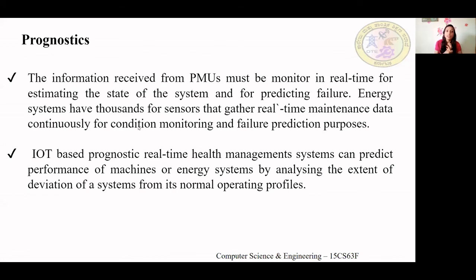The information received from this sensor has to be monitored. Then only we can predict the failure. We can estimate the state of the system and predict the failure. The main thing we can do with prognostics is predict the performance of a machine or energy system. How will it be done? An IoT system and some sensors will be installed that will send the data, and internet is required.